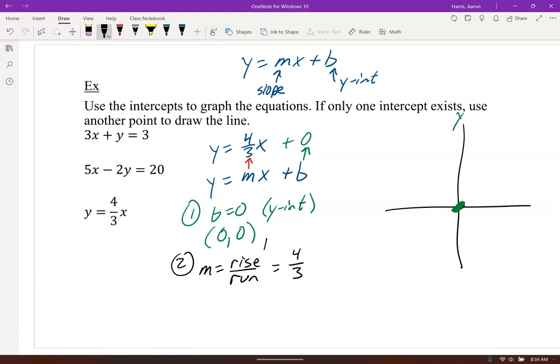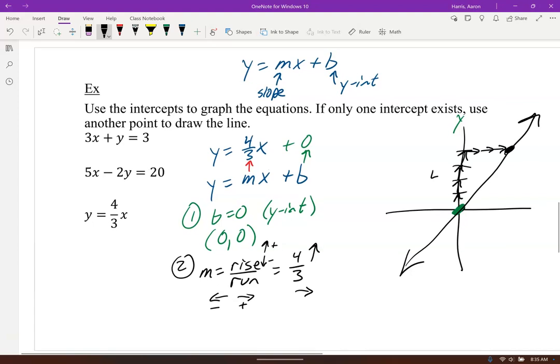Rise is the up or down. If it's positive, we go up. If it's negative, we go down. Well, this is a positive 4, so I'm going to go up 4 from the y-intercept. 1, 2, 3, 4. And then run is the horizontal change, that's the right or the left. Well, this is a positive 3 on the bottom, so I'm going to go right 3 from there. 1, 2, 3. And I put a dot there. And that is the graph of y equals 4/3 x. It has a rise of 4 and a run of 3. It has a 4/3 slope and a y-intercept of 0.